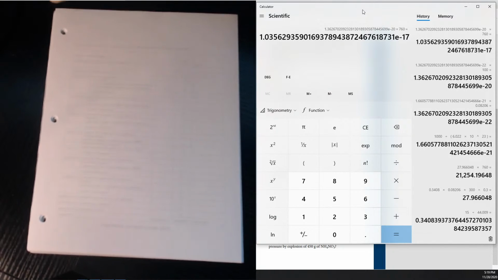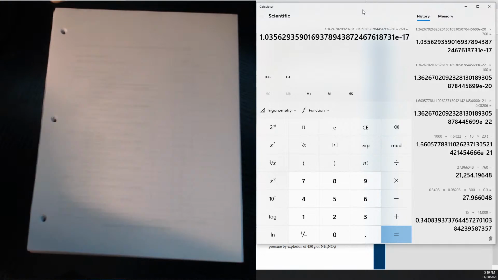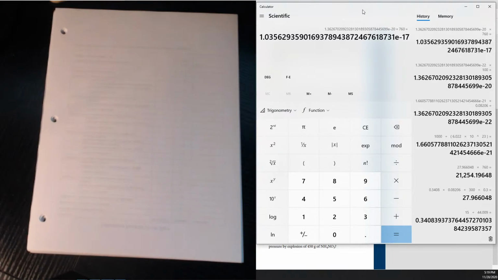Many laboratory gases are sold in steel cylinders with a volume of 43.8 liters. What mass in grams of argon is inside a cylinder whose pressure is 17,180 kilopascals at 20 degrees Celsius? Okay, so once again, we're doing some conversions.